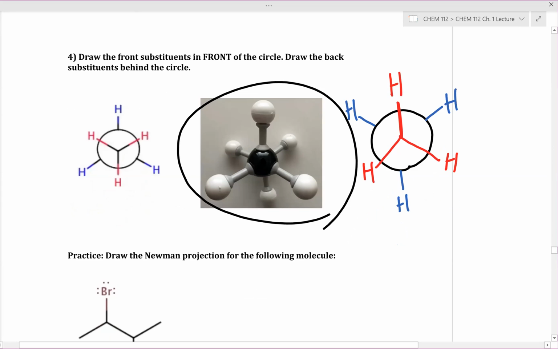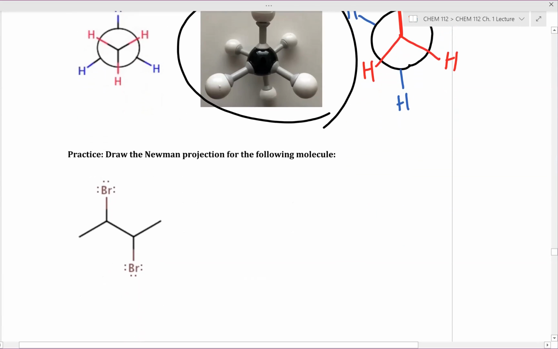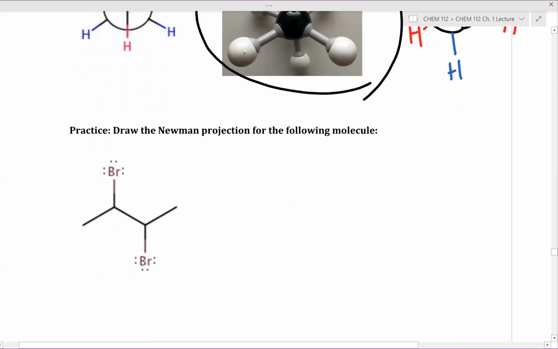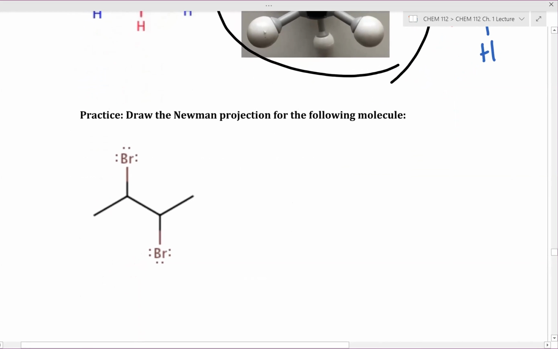Okay, let's now try and practice. Let's take the following molecule and draw the Newman projection for it. We're going to do this example together just to make sure we're all on the same page. First things first, let's draw out all of our hydrogens. Everyone okay so far? Now I'm going to rotate this entire molecule 90 degrees.